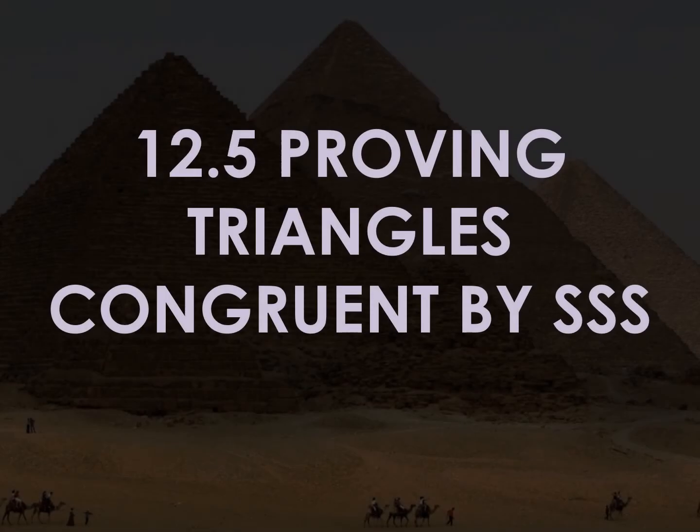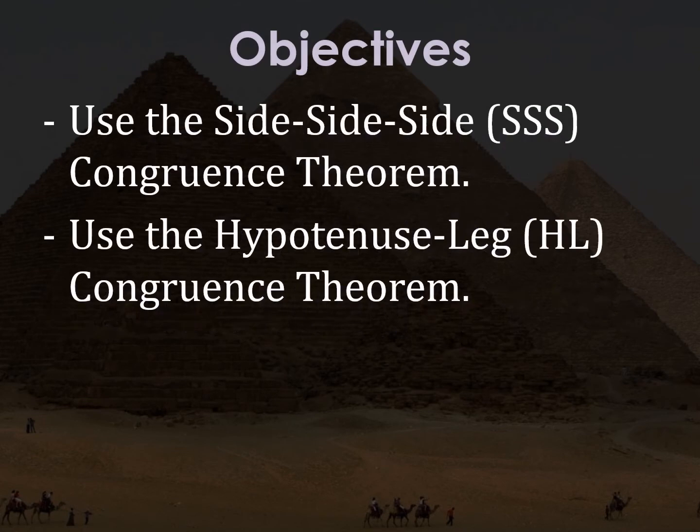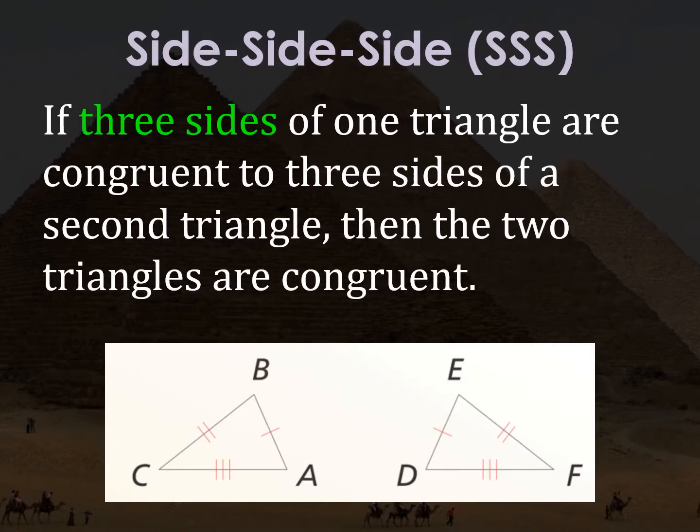Hello again, this is section 12.5, Proving Triangles Congruent by SSS. So today we're going to learn two new triangle congruency rules. We have SSS and we have something called HL, which stands for hypotenuse-leg, and we're going to see how each of these are applied. So we'll start with the most logical one, which is side, side, side, SSS.